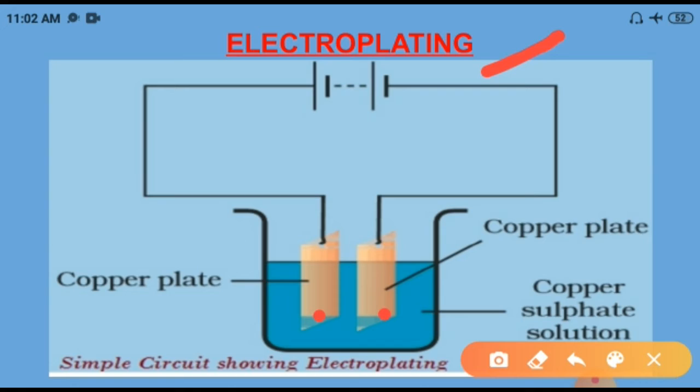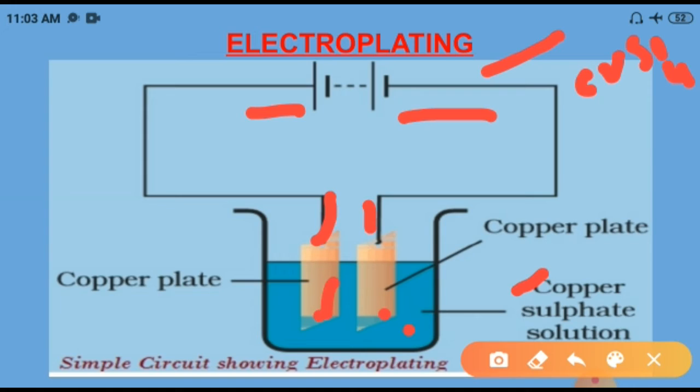Take 250 ml of distilled water in a beaker, and dissolve 2 spoons of copper sulfate, CuSO4, in it. Then add a few drops of dilute sulfuric acid. Now connect the copper plates to the terminals of the battery. One plate is connected to the positive terminal, and another plate is connected to the negative terminal, and immerse them in the copper sulfate solution. These two plates are immersed in the copper sulfate solution.